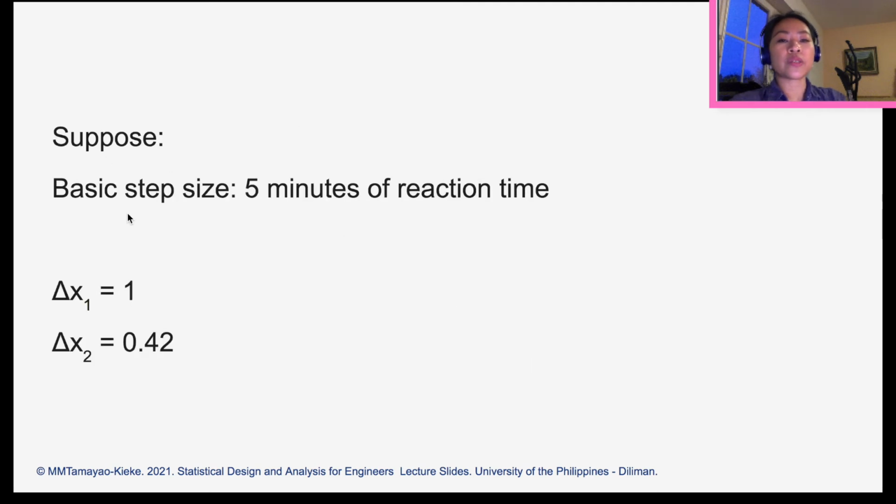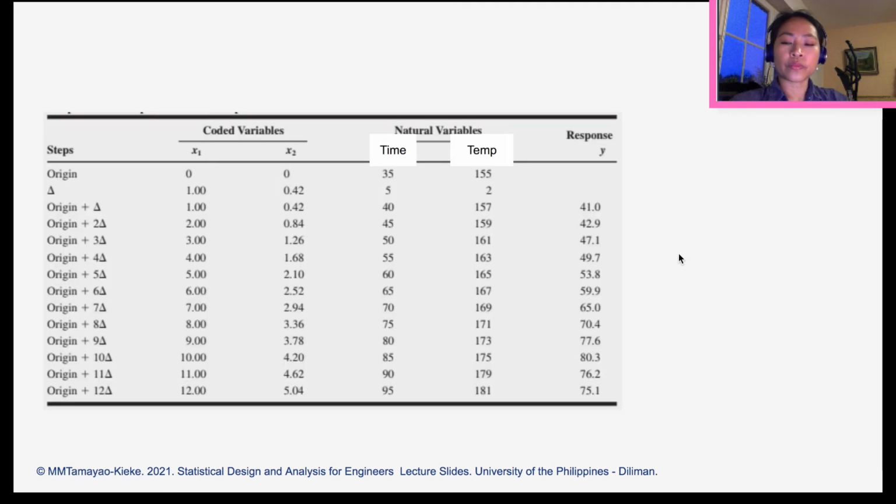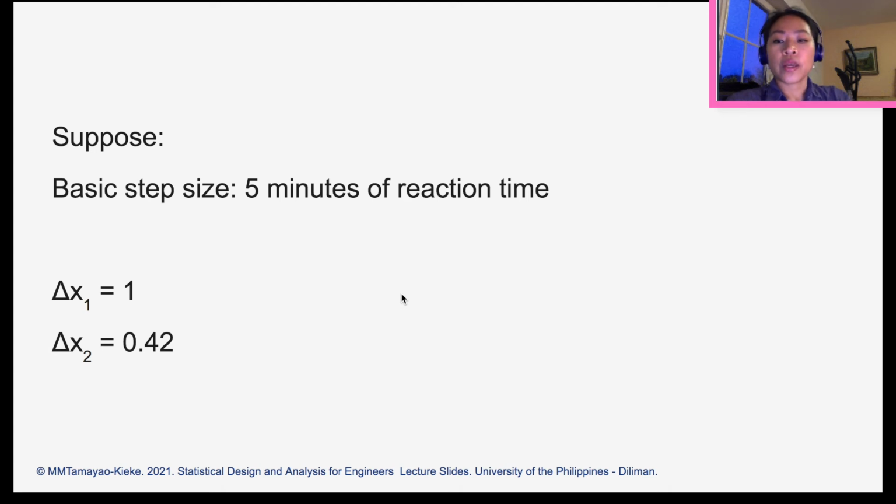Now suppose that the basic step size is 5 minutes of reaction time based on process knowledge. Then delta x1 is equal to 1 and delta x2 is equal to 0.42. Given that, we can now perform the response surface design, or the experiment, to be able to move through the path of steepest ascent.